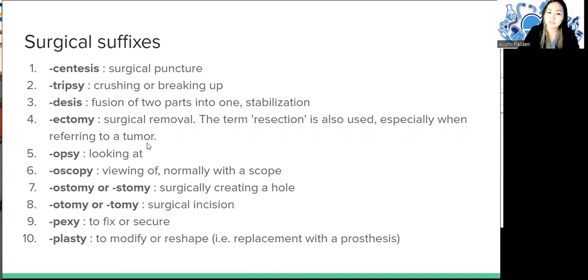Oscopy, meaning a viewing of, normally using a scope. For example, like an arthroscope. They use that scope to look at the joint. Ostomy is surgically creating a hole. Otomy is a surgical incision. Pexy, to fix or secure. Plasty, to modify or reshape, like an arthroplasty, that is your total joint, right? A replacement with a prosthesis. So they put in a metal or whatever, the joint replacement, into that joint.